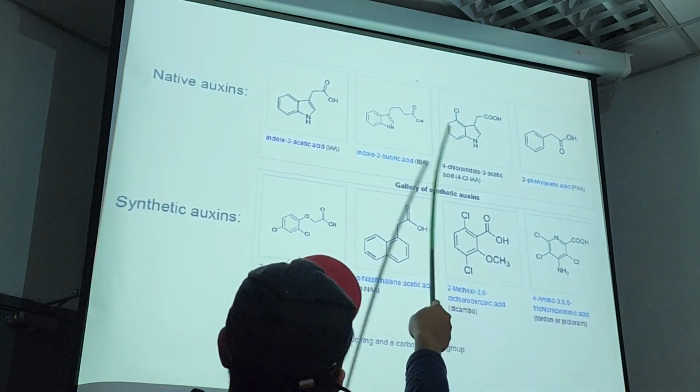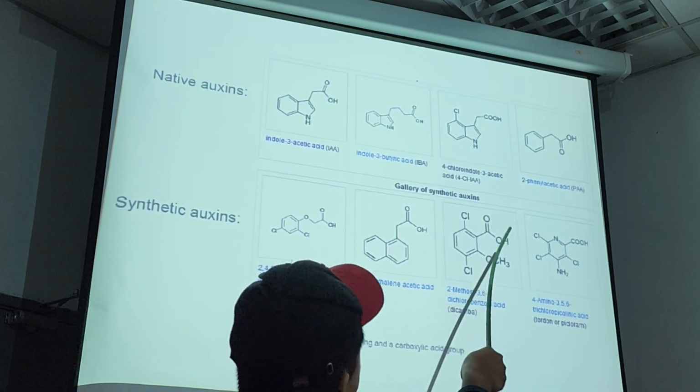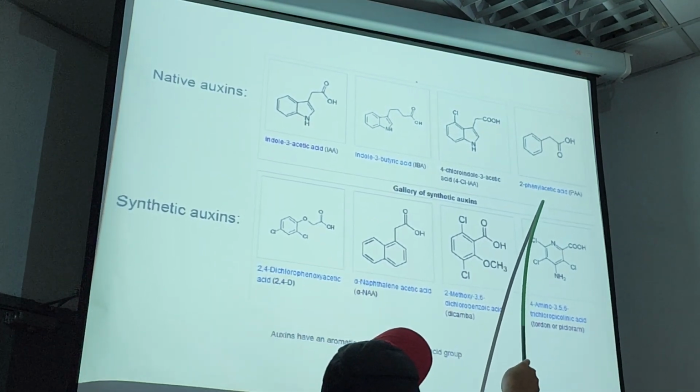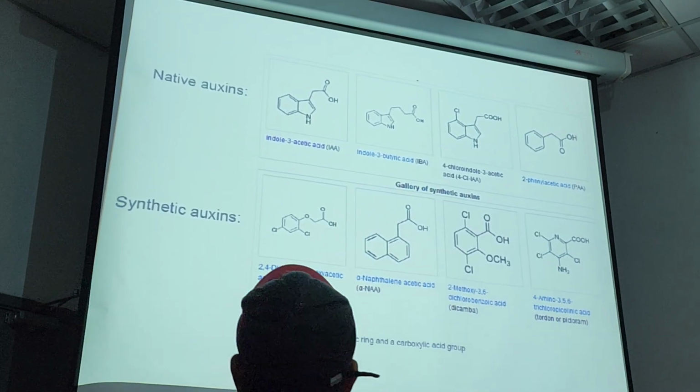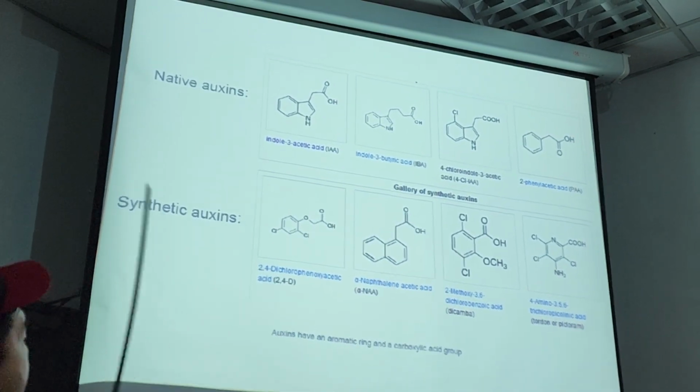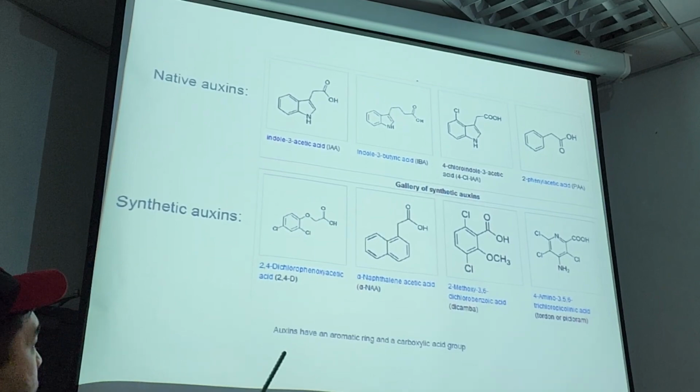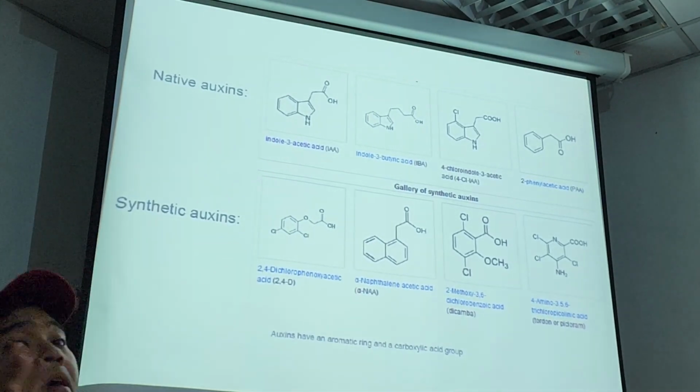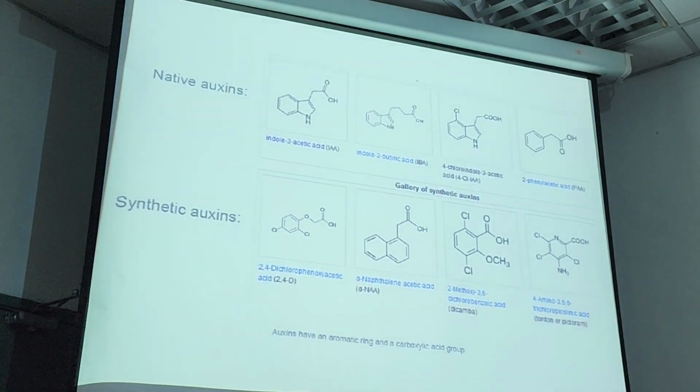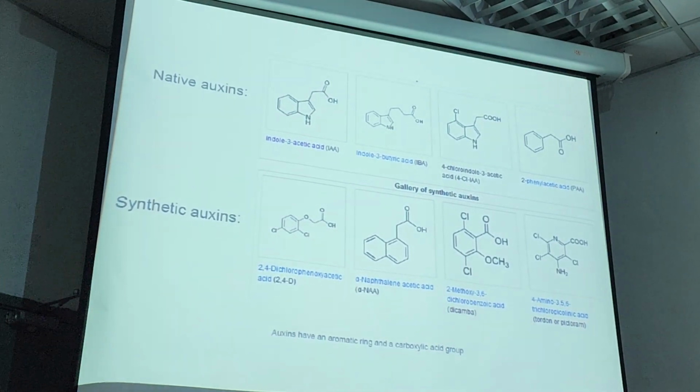And then you got the IBA, indole butyric acid, and then phenylacetic acid, PAA. And then you got the synthetic auxin. Okay, these synthetic auxins have other functions than stimulating growth in plants. They can be used as herbicides.